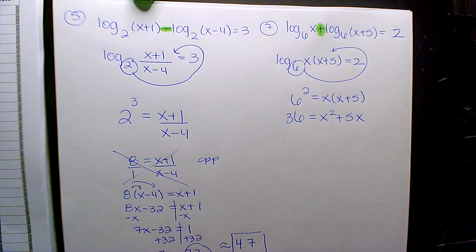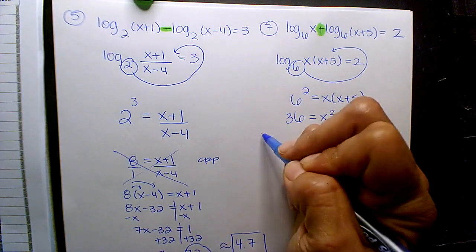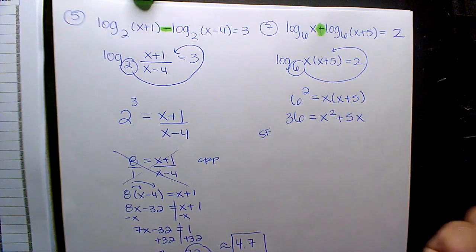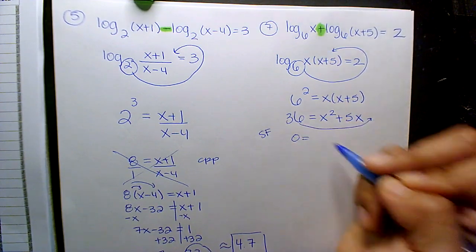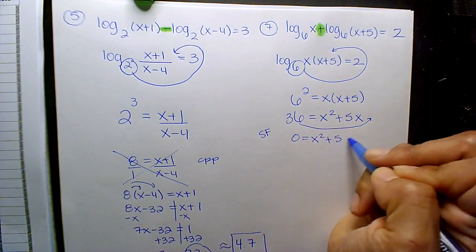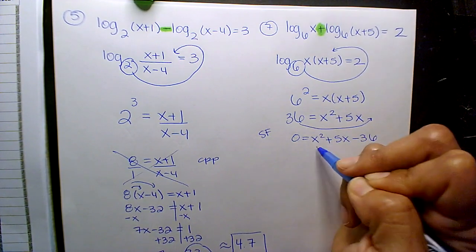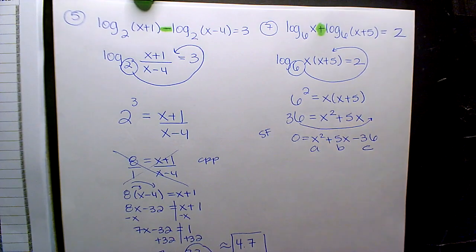And if you guys are okay with just expanding it out for a sec, 6 squared is 36, x times x is x squared, x times 5 is 5x. Okay, get it in standard form. This is not in standard form. If we get that in standard form, that just means one of the sides is equal to 0. So I'm going to take that 36 to the back. x squared plus 5x minus 36. And so there's your A, B, C.